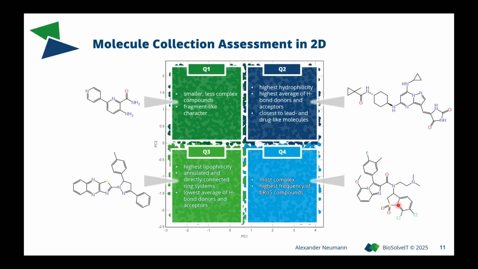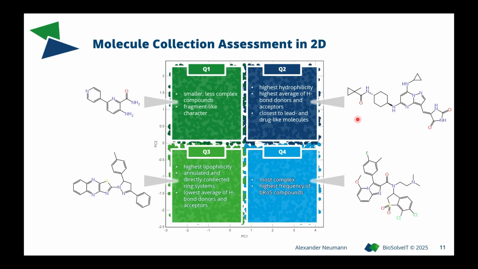What we did next was to take a look into each of those zones, and we call them quadrants 1 to 4. The limits were obviously fluid, but nevertheless, there were some characteristics of each quadrant that were quite prominent. For quadrant 1, it was obvious that we had very small and less complex compounds with drug-like character, which can be seen on the left side. On the right side, we had an increased hydrophilicity with the highest average of H-bond donors and acceptors, and closest to the lead and drug-like molecules.